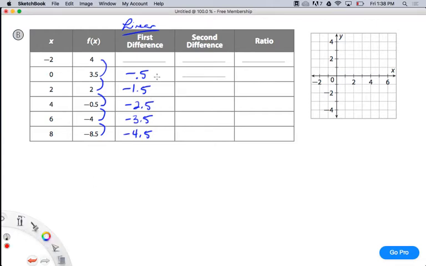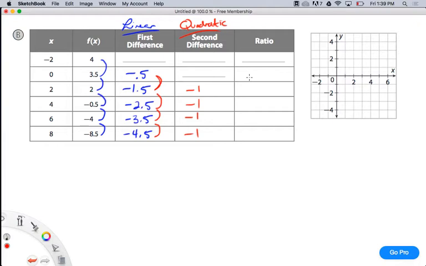So then I tried the second difference. Negative 1.5 minus negative 0.5 is negative 1. Negative 2.5 minus negative 1.5 is negative 1. Negative 3.5 minus negative 2.5 is negative 1. Negative 4.5 minus negative 3.5 is negative 1. You see? So the second difference is constant, which means it is what type of function? Quadratic. And we don't have to check the ratio because we already know that it is a quadratic function.